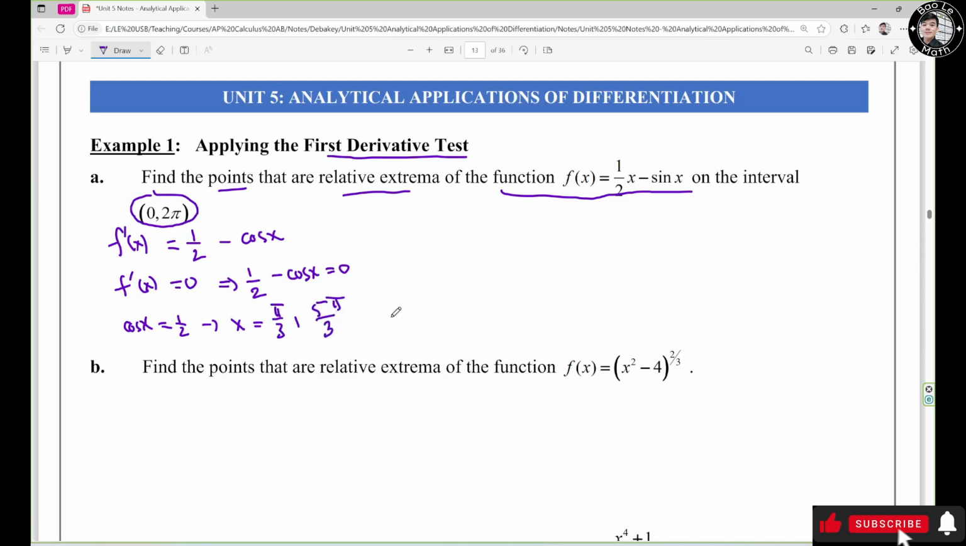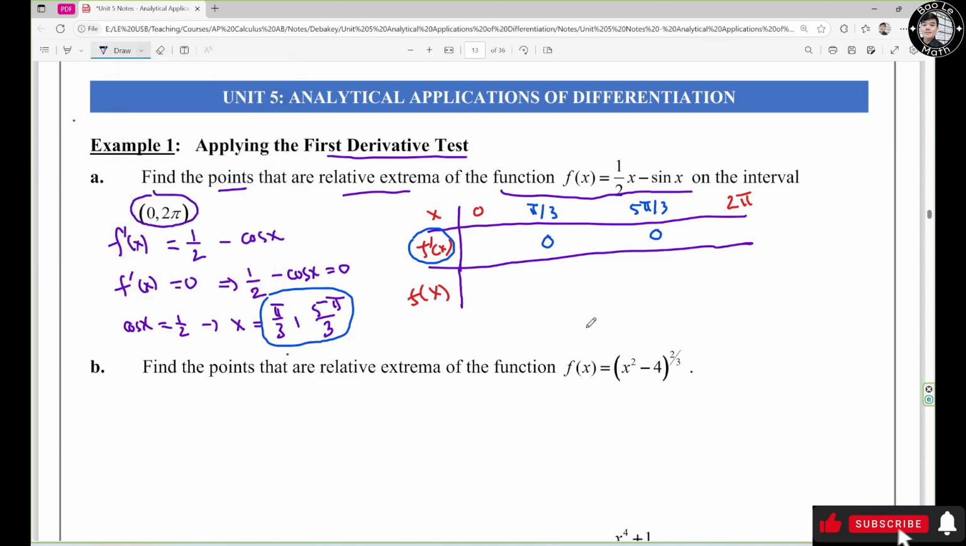Now you're going to sketch the diagram. So I'm going to pick pi over 6 right here within this interval. I substitute pi over 6 for x into f prime right here, because I need to check the sign of f prime of x. So this turns out to be 1/2 minus cosine of pi over 6, which equals 1/2 minus root 3 over 2.